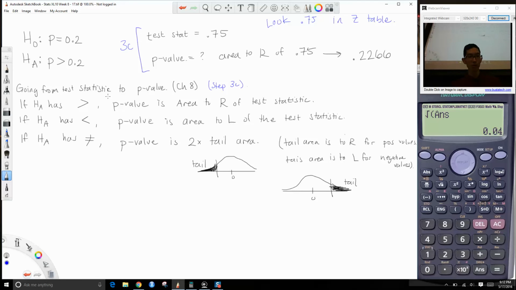So these are the rules, okay? If the alternative has a greater than sign, which is what we have here, the area is to the right of the test statistic. So that means you look it up and you subtract the area in the Z table from 1. If the p-value is the area to the left, then you just take the area. And for the not equal to, you have all of this extra stuff to do. All right, is that okay?